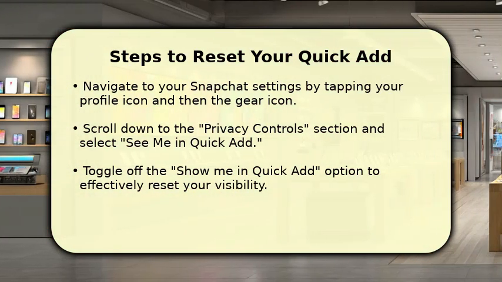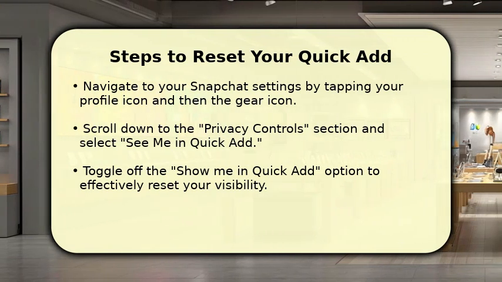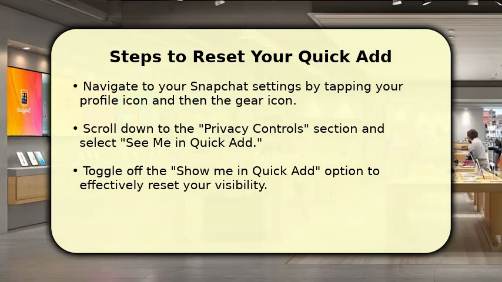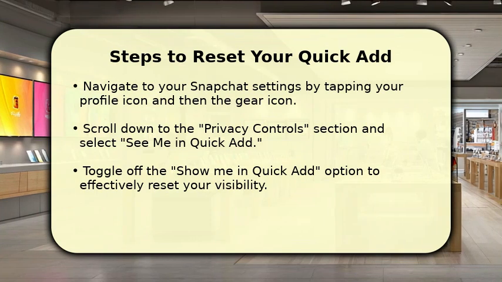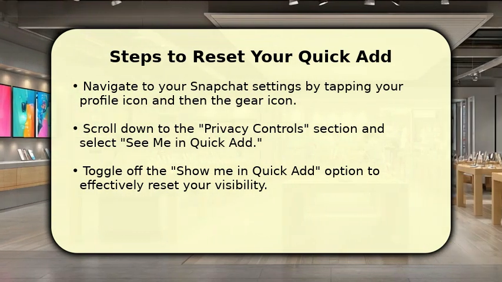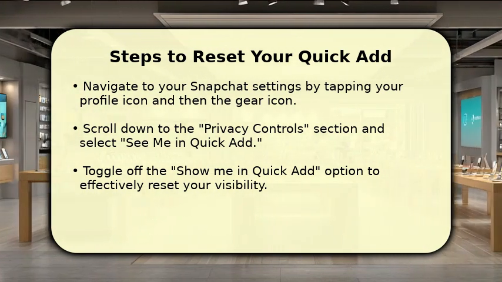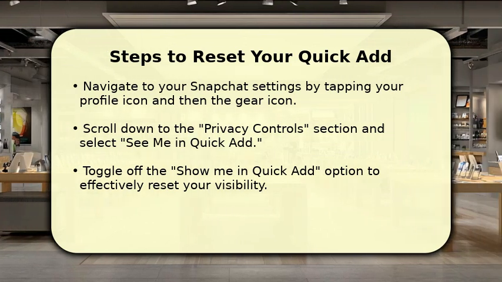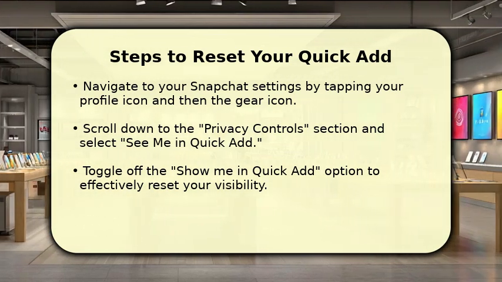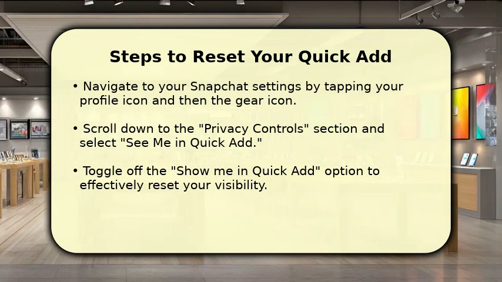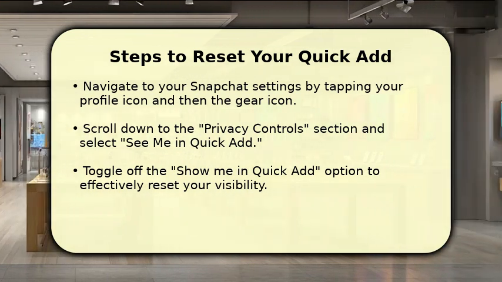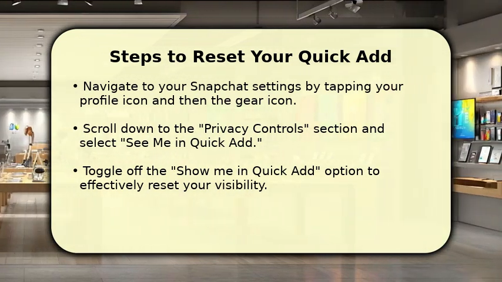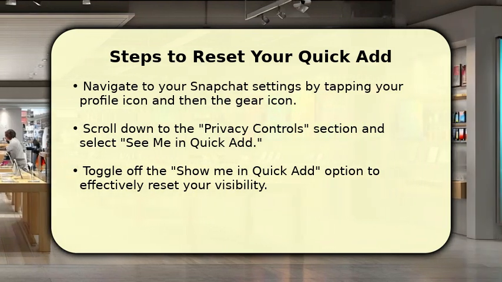Now, for the main event, resetting your Quick Add. It's quite straightforward. First, open Snapchat and tap your profile icon, then the gear icon to access your settings. Scroll down until you find privacy controls and select See Me in Quick Add. Here, you'll see a toggle. Simply turn off the Show Me in Quick Add option. This action effectively resets your visibility. You can always turn it back on later if you change your mind.